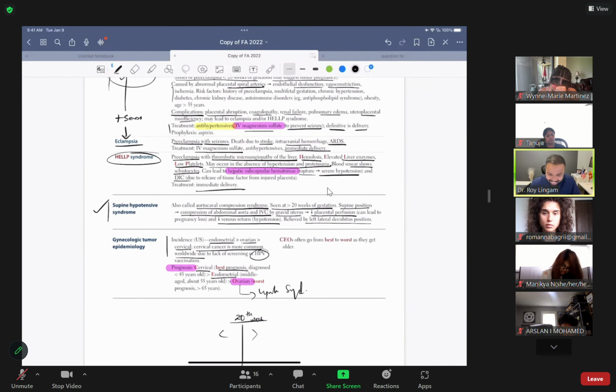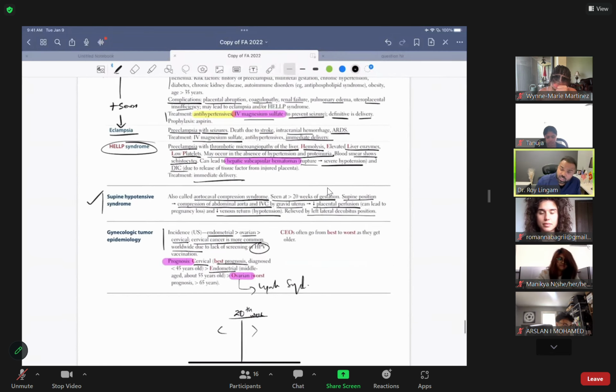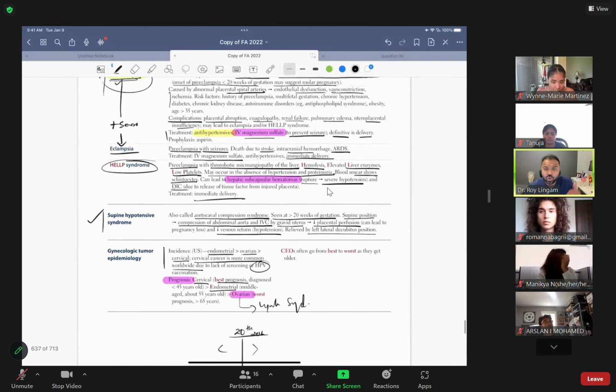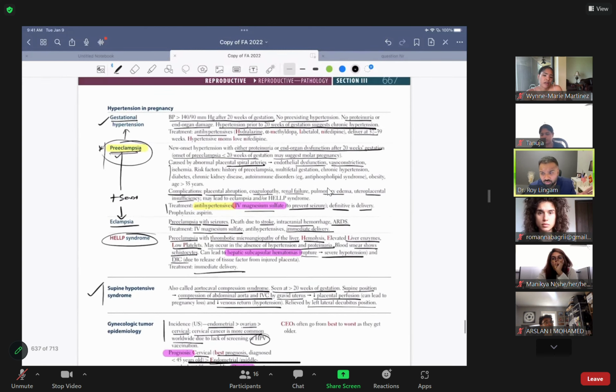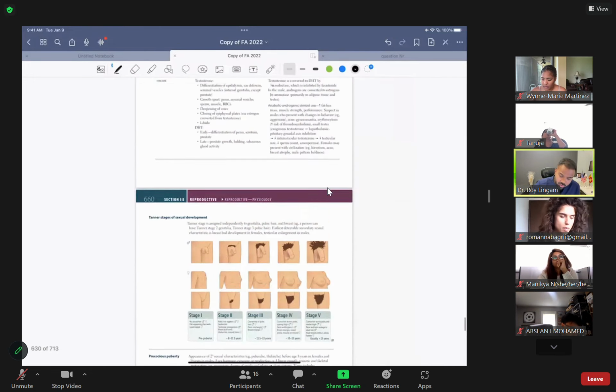All right, folks. Now, that's gynecological tumor. So this concludes our obstetrics part. Now what we have left is gynecological tumor, folks. Now, I'm going to stop here. We're going to go back to renal and finish off the pharmacology and stuff. And then we'll continue this tomorrow.